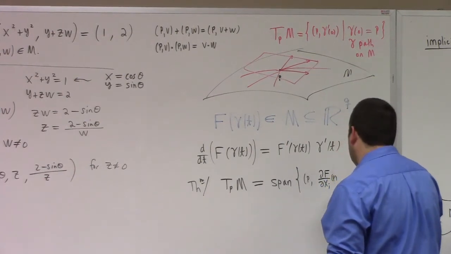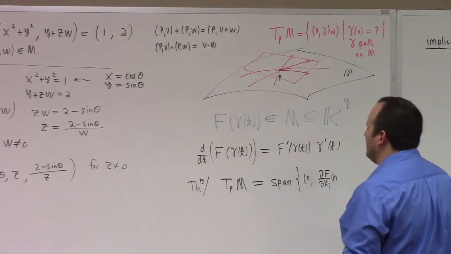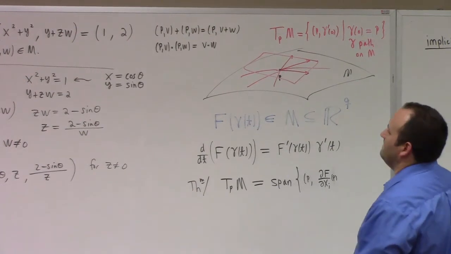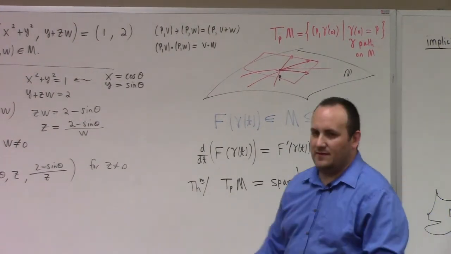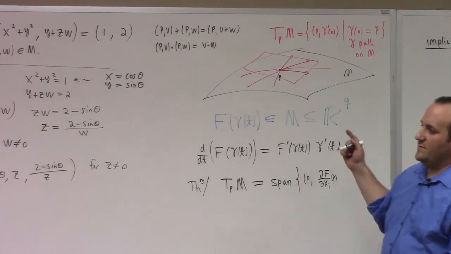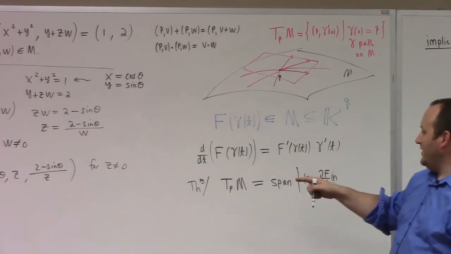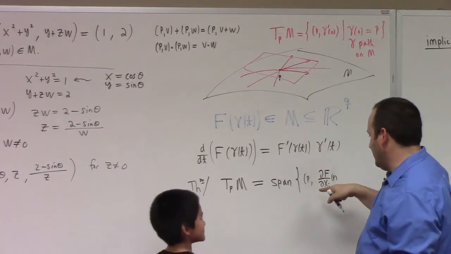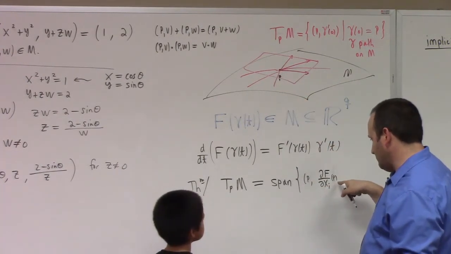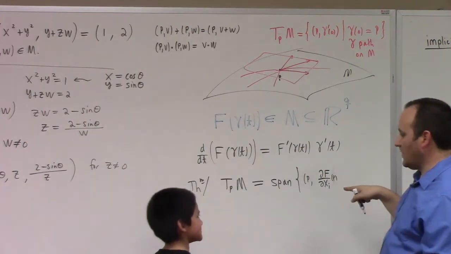Goodness gracious. Which part did you mess up? P is a point on the manifold, but it maps to, the question is where it came from. Where did you mess up? Skip.